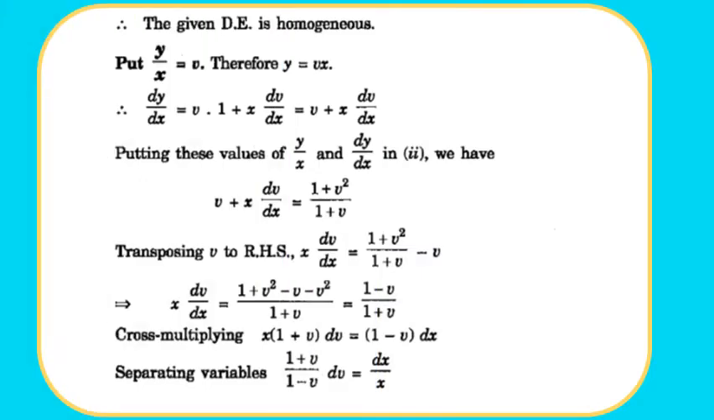So putting y upon x equals v, we get y equals vx. Remember that for dy upon dx, we put y equals vx. So we get dy upon dx equals v plus x dv upon dx. So making this substitution in equation 2, we get v plus x dv upon dx equals (1 plus v square) upon (1 plus v). So transposing, we are getting x dv upon dx equals (1 plus v square) upon (1 plus v) minus v, or x dv upon dx equals (1 minus v) upon (1 plus v). So separating the variables, we are getting (1 plus v) upon (1 minus v) dv equals dx upon x.